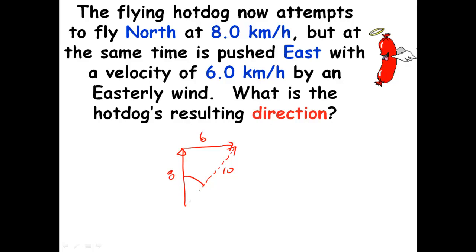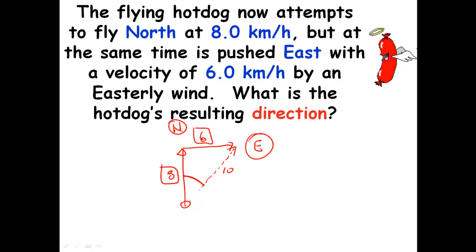So what is this resulting direction? This is north, this is east. Notice we end up east of our original northern direction. So we're trying to find that angle right there, the one with the exposed tail. Well, let's use our original values. And we have to talk about SOHCAHTOA.